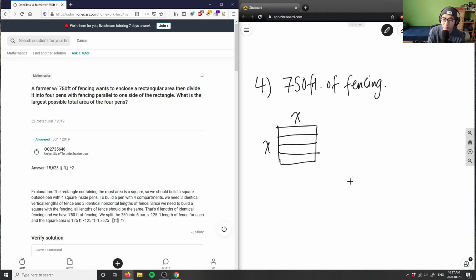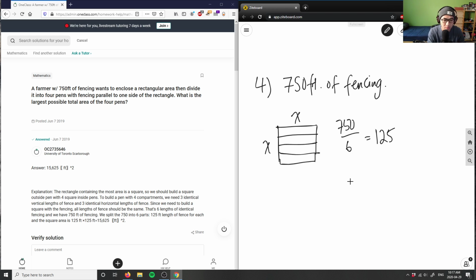So if I have 750 feet of fencing, again, I have 6 individual parts here. So I'm going to divide 750 by 6 here to get me 125. 750 divided by 6 here is 125. Good. 125 feet here, which is going to be parallel to the side length, right? Because if I know that this is 125 here, my x would equal 125, because again, there's the same length for my sides, right?